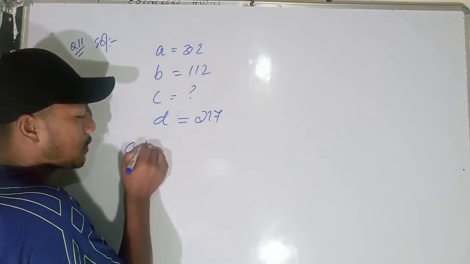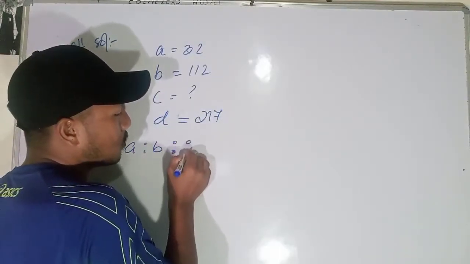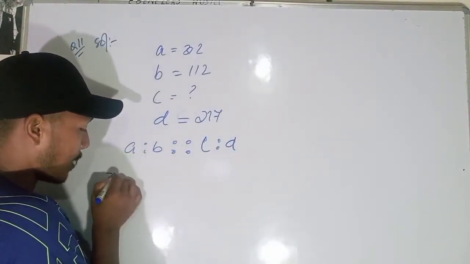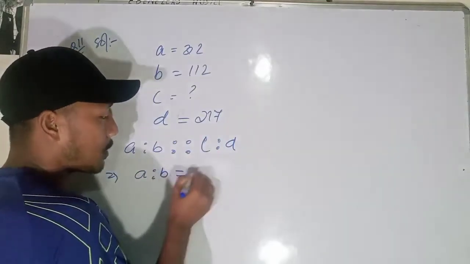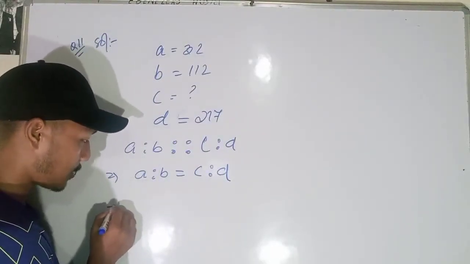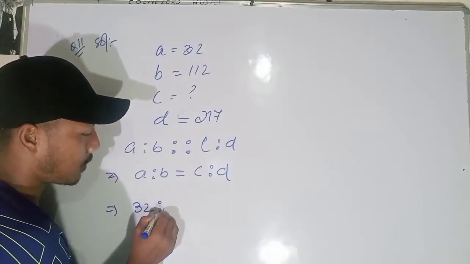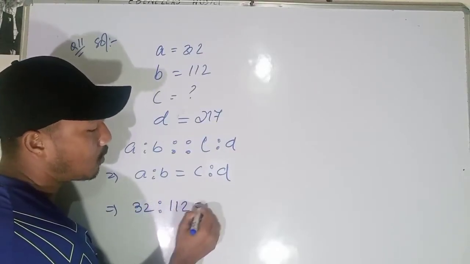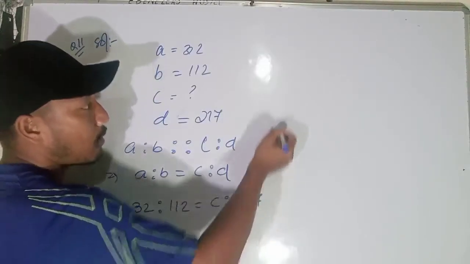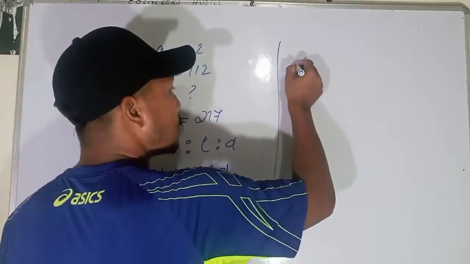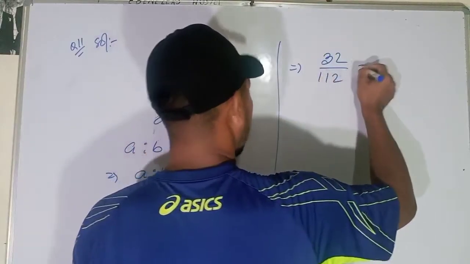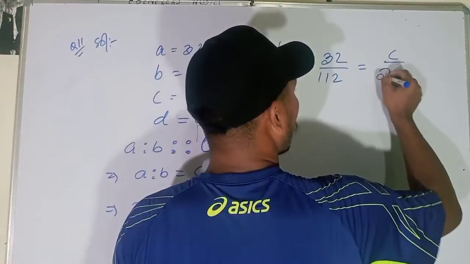That means A is to B is as C is to D. If they are in a proportion, A is to B will be equal to C is to D. So A is 32, and B is 112. We don't know C, so keep it as C, and we know D is 217. So I can write 32 by 112 is equal to C by 217.